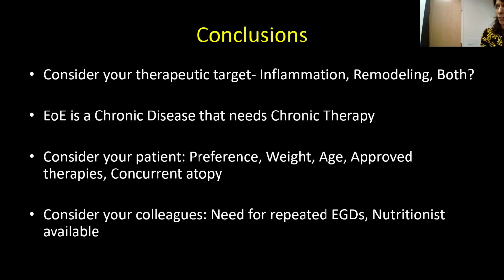Think about your patient preference, their weight, their age, the approved therapy, and whether they have concurrent atopy. If you have a patient that has like moderate to severe asthma, and they've got EOE, maybe you want to give them Dupi. Maybe you can hit 2 birds with that single biologic. So maybe you want to think about that. You've got a kid with really severe atopic dermatitis and EOE. That's a good person to think about having Dupi for.